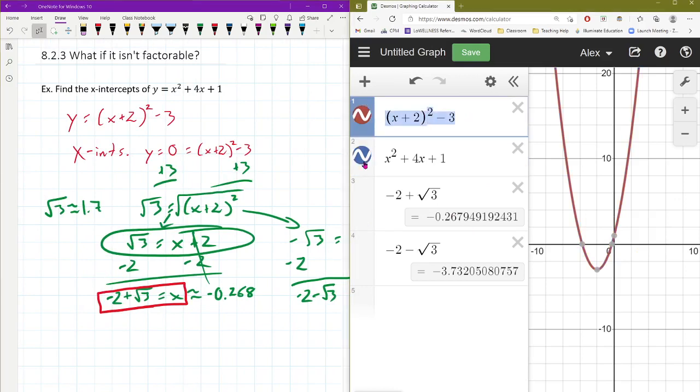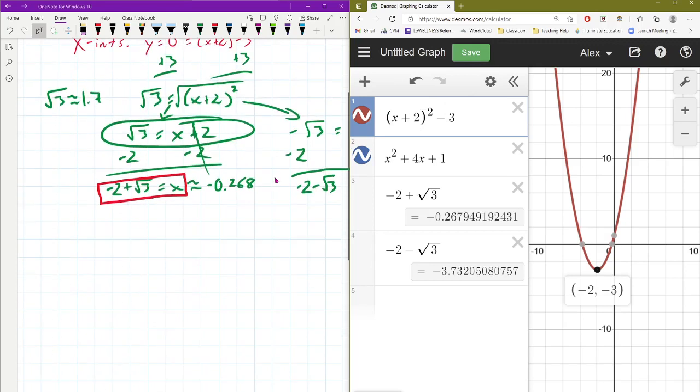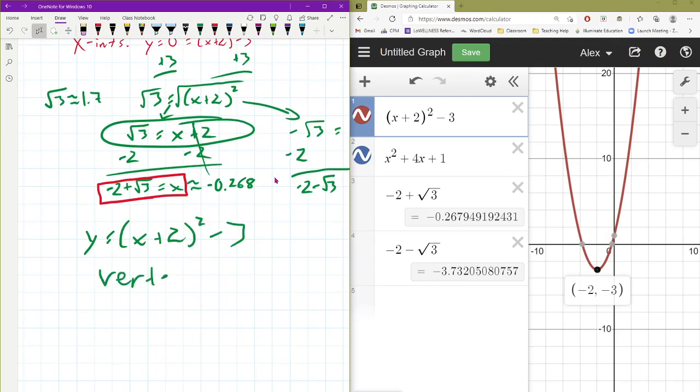This is the same equation again in red and blue. But what else do we notice? Well, actually, if you take a look right here, you can see that the vertex is actually built into the equation. And that's why this form of the equation is called vertex form. And so let's see, the equation y equals x plus 2 squared minus 3 has a vertex at negative 2, negative 3.